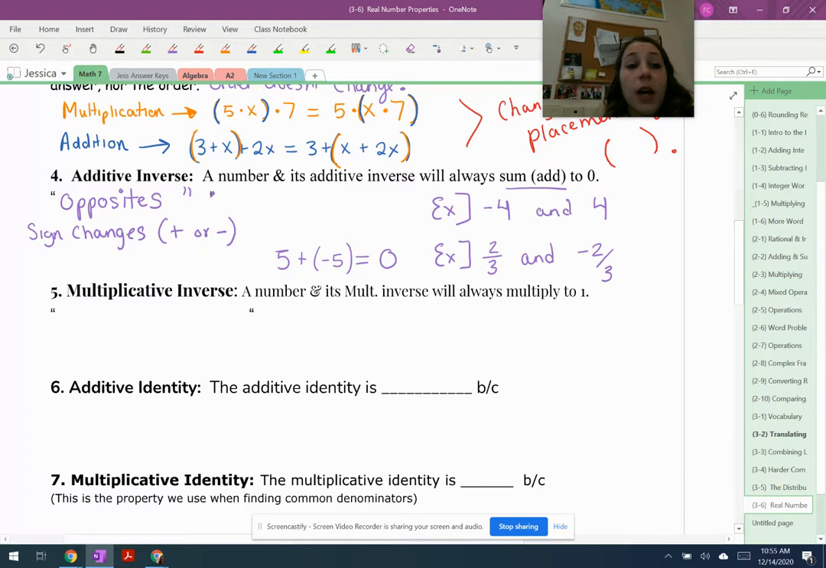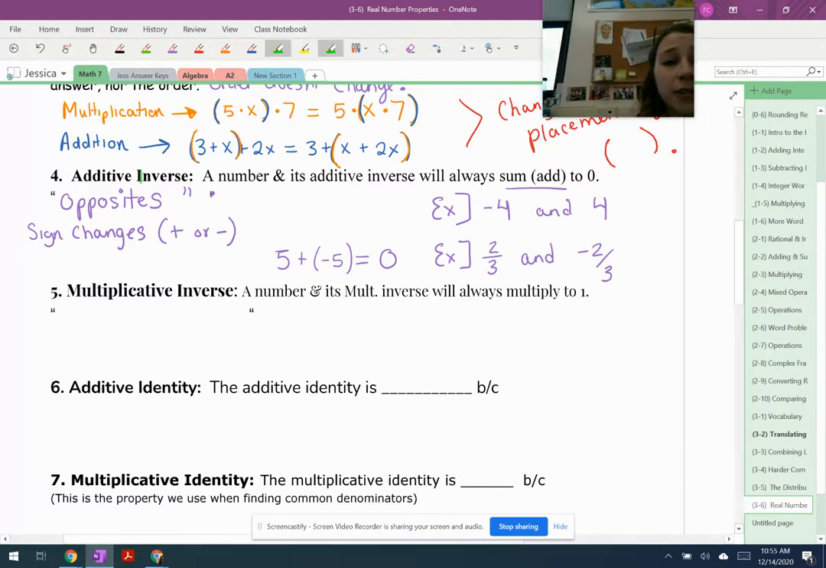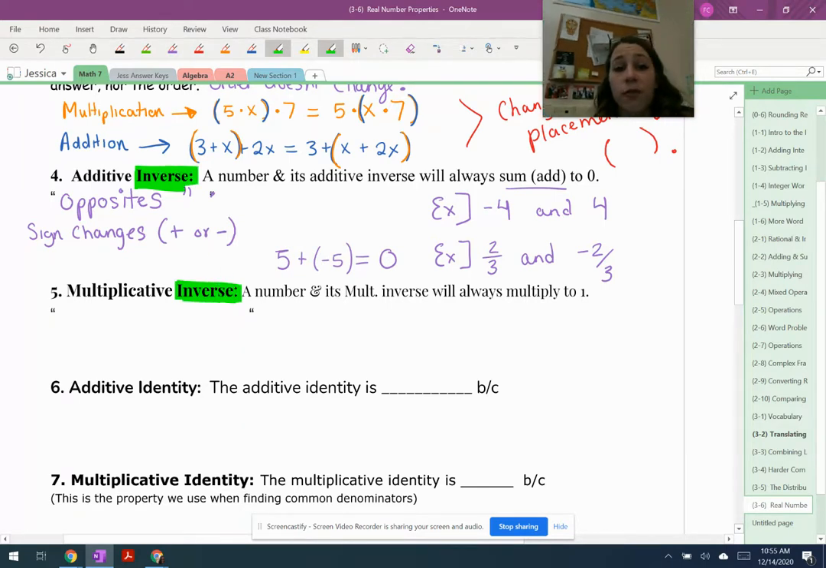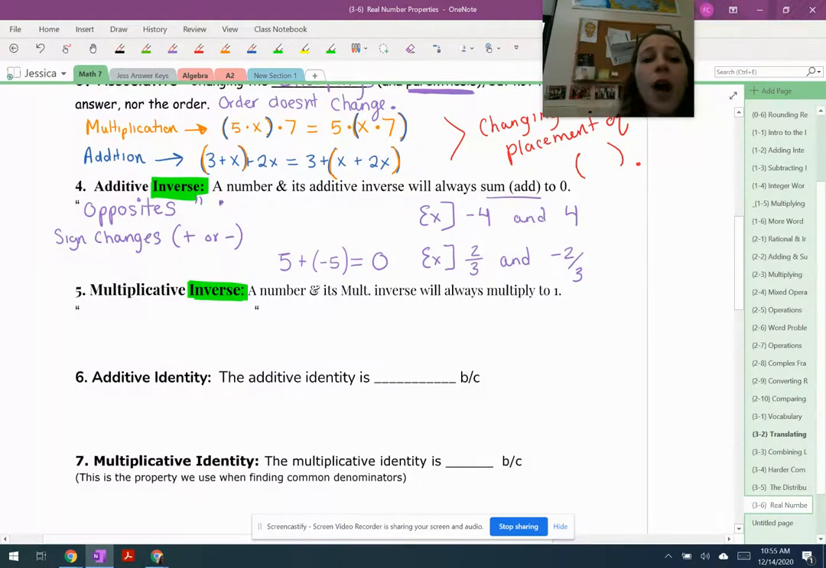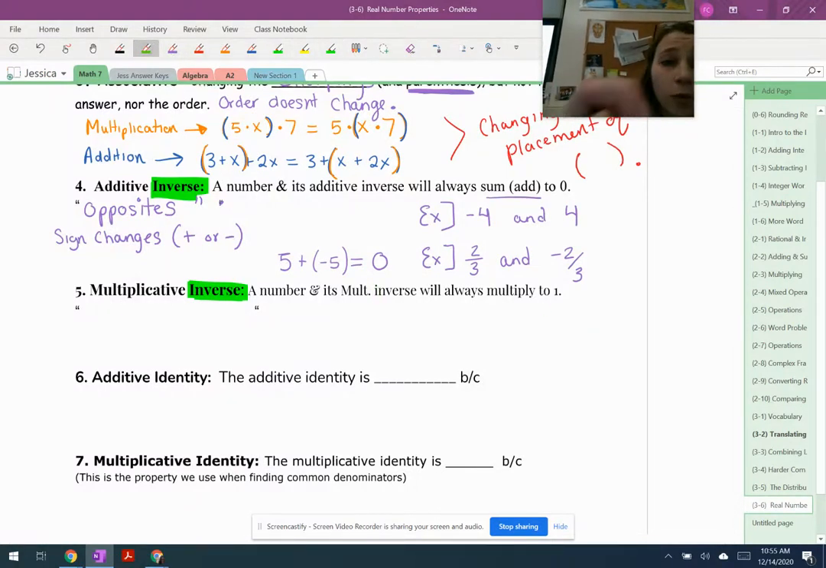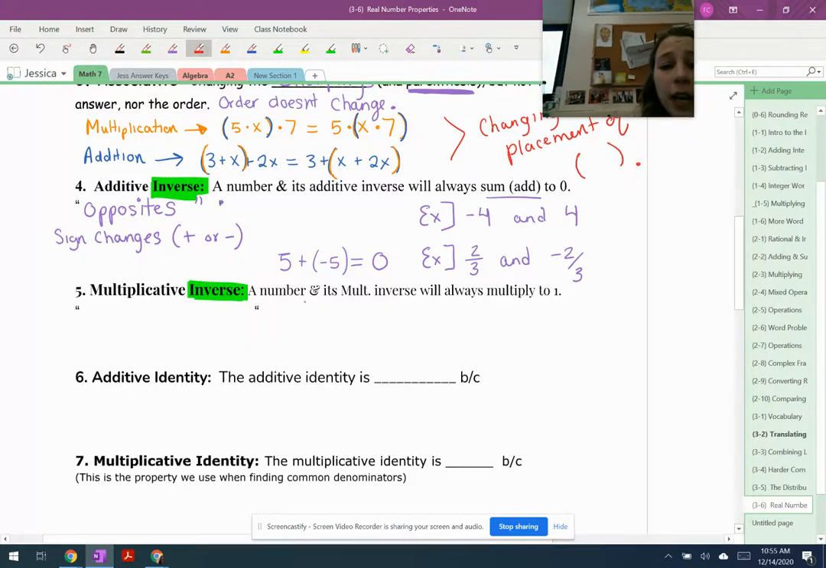Boom. So right along with those additive inverses are your multiplicative inverses, your two inverse properties, one for addition, one for multiplication. A number and its multiplicative inverse will always multiply to 1. So if I'm looking at something like, let's go with -1/3, -1/3 times what number is going to give me 1?